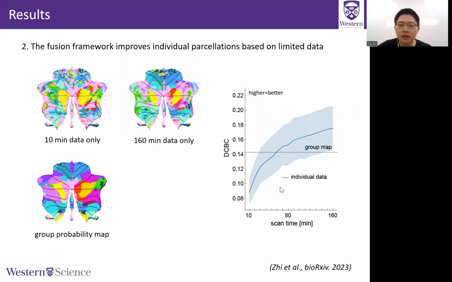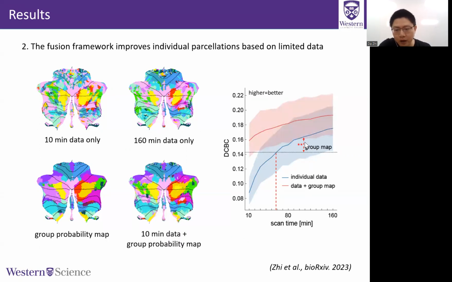And for sure, the performance of the individual parcellations improves continuously to beat this group map when we use more data, and reaches the peak at 160 minutes. But as a trade-off, we need to scan more imaging data for that individual. So in our case, you actually need about 60 minutes of individual data to beat, or just be about as good as, the group map that you can download for free from the internet, and you need at least 110 minutes of scanning data to be substantially better than the group map.